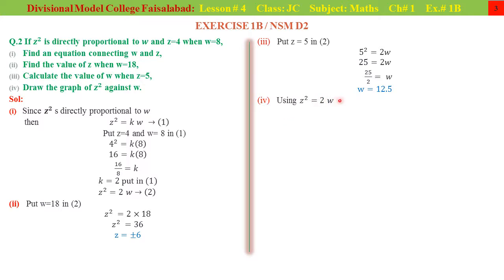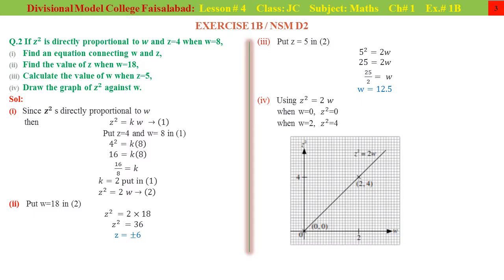Using z square is equal to 2w, we will find 2 points. When w is equal to 0, z square is equal to 0, and when w is equal to any number, I take 2. So when w is equal to 2, z square is equal to 4. Now we will plot the graph of z square against w, because w is the independent variable. With the change in w, the value of z square changes. So w will be taken along the x-axis and z square will be taken along the y-axis on the graph.